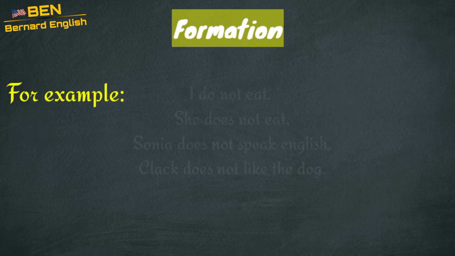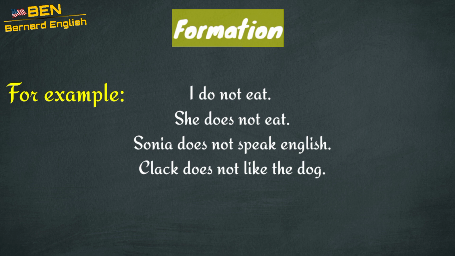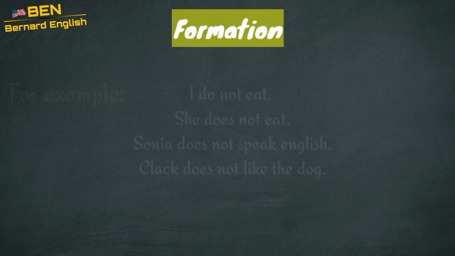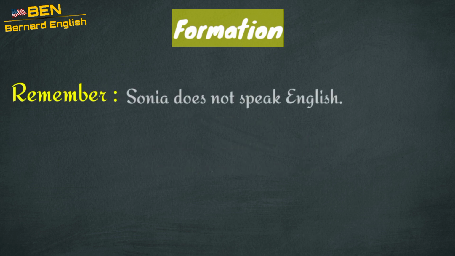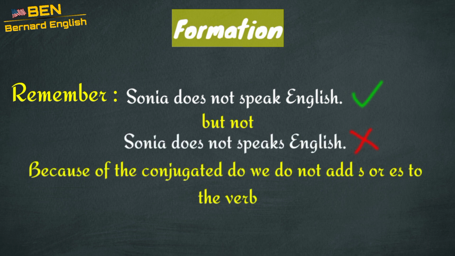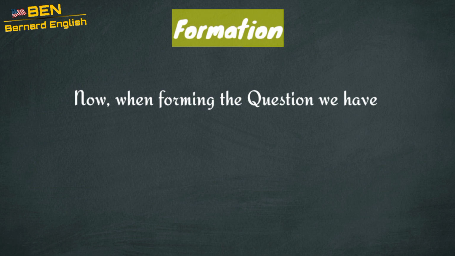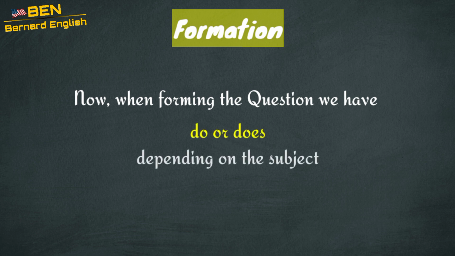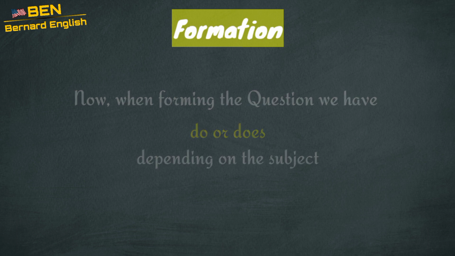For example, I do not eat. She does not eat. Sonia does not speak English. Clark does not like the dog. Remember, Sonia does not speak English, but not Sonia does not speaks English. Because of the conjugated do, we do not add s or es at the end of the verb. Now, when forming the question, we have do or does, depending on the subject, before the verb.